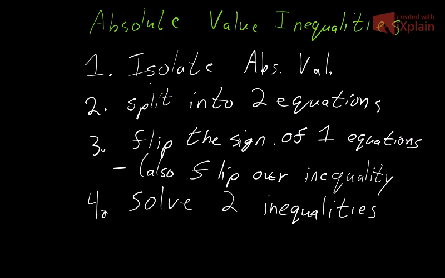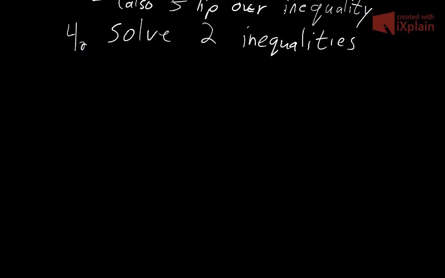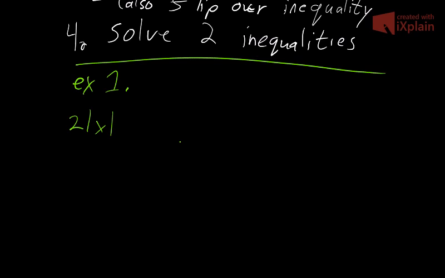So let's look at a couple of examples. I'm going to start with example 1. Let's try 2 absolute value of x plus 3 is less than 11. So the first thing I want to do is I'm always going to try to isolate my absolute value. So I want to get this absolute value right here by itself.